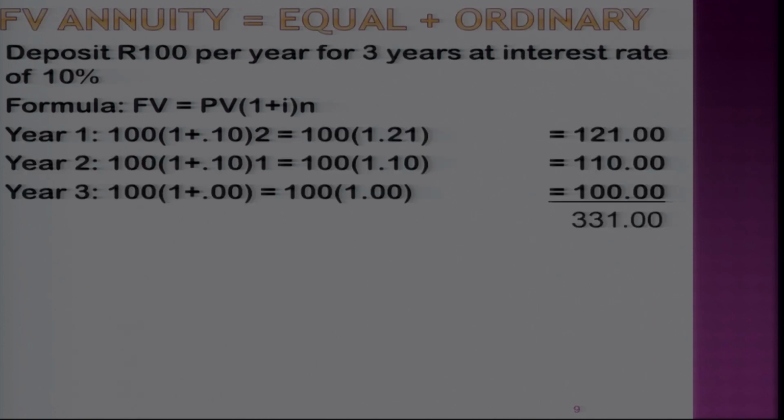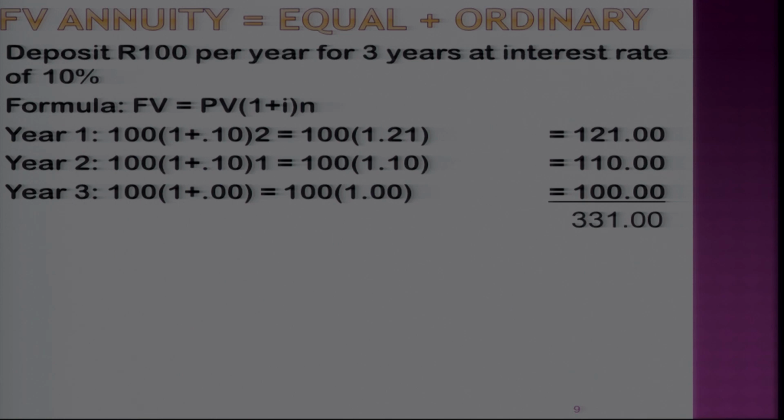Then future value annuity. Remember, annuity is the same amount that you receive. Now you need to see, is it ordinary or is it due? Ordinary means you receive it at the end of the period. Due means you received it at the beginning of the period. So now they're saying, and when you see annuity, you need to know you deposited 100 Rand, meaning for the 3 years, you deposited 100 Rand every year. So it says deposited 100 Rand per year for 3 years at an interest rate of 10%.